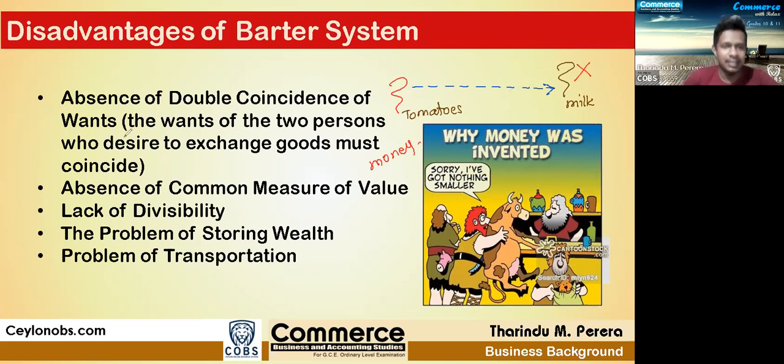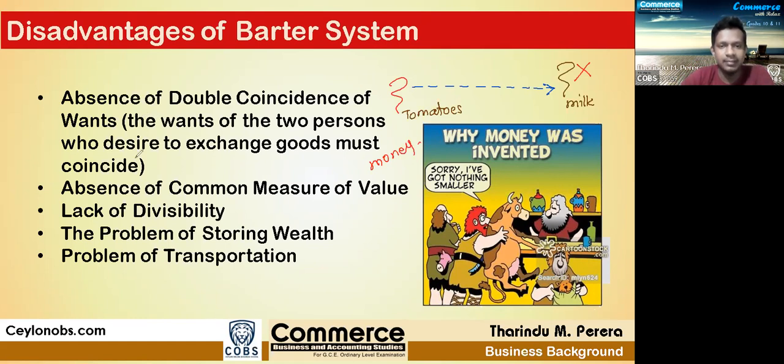That's the first, and the important one. Write the first one: disadvantage of barter system, absence of double coincidence of wants. Let's talk about the others also. You may write this also within brackets.